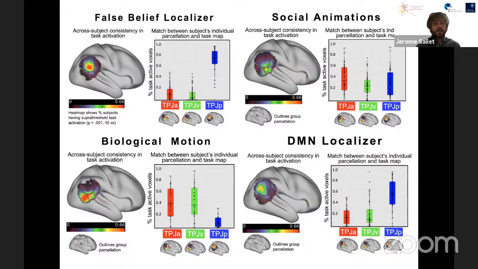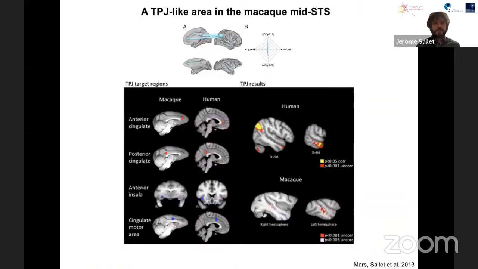Okay, so now we have a signature for our temporal parietal junction, and we have also been able to assign a function to this area. So now we can search in the macaque brain whether we could identify brain regions that share similar connectivity patterns.